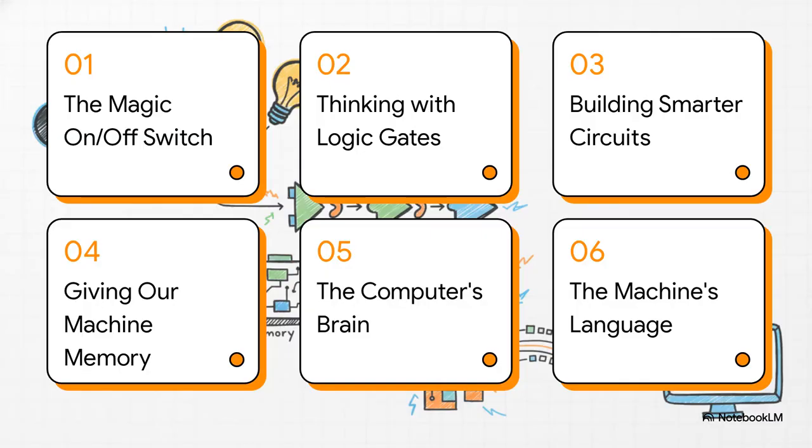So how do we get from a simple on-off switch all the way to a running program? Well, here's the game plan. We're going to start with that magic switch, then use it to forge tools that can actually think. From there, we'll build smarter components, give our machine a memory, then a brain, and finally, we'll learn how to actually talk to it. It's a journey, an ascent, from a single bit to a full computer.